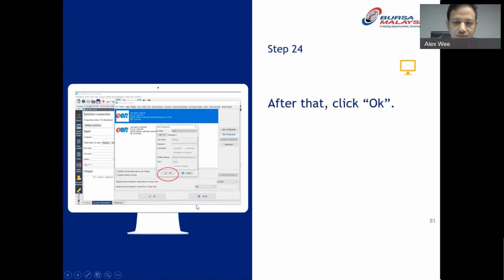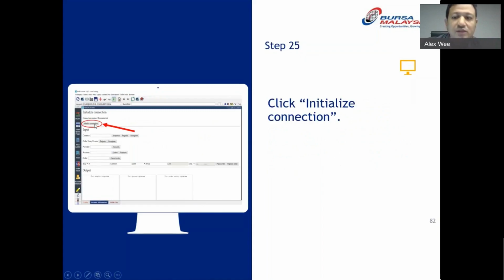And from here, click OK. Click initialize connection. This is actually set up in your own PC in your office. Like we have one in the office.